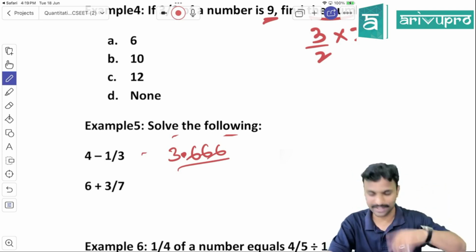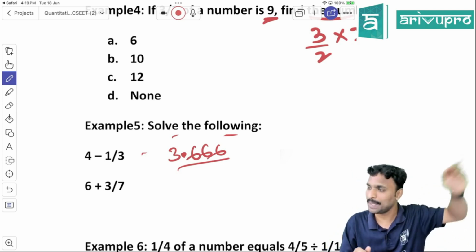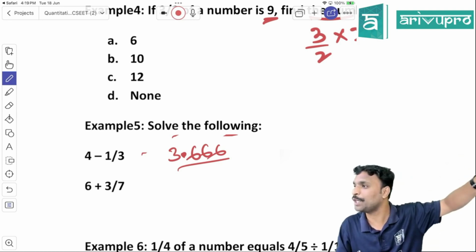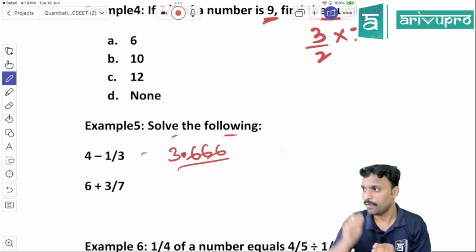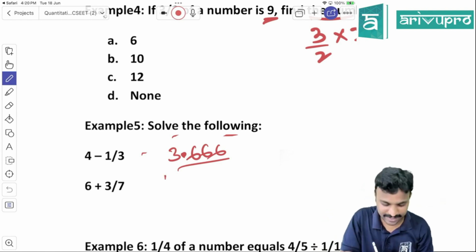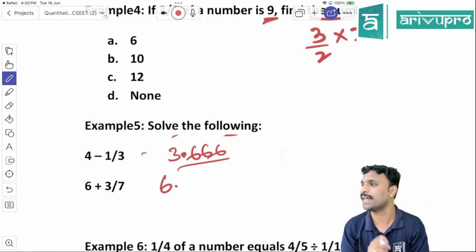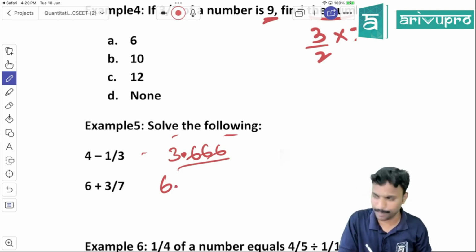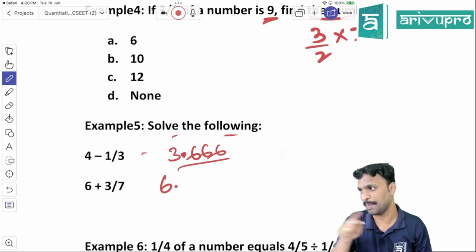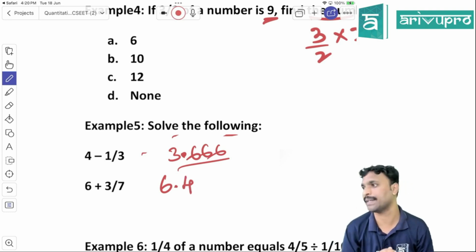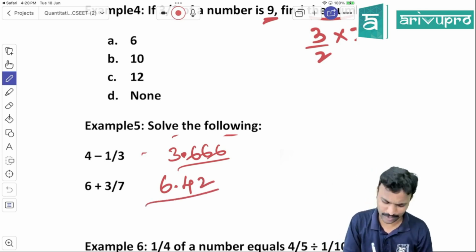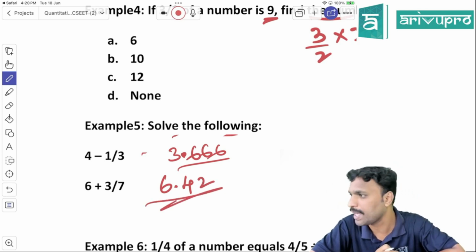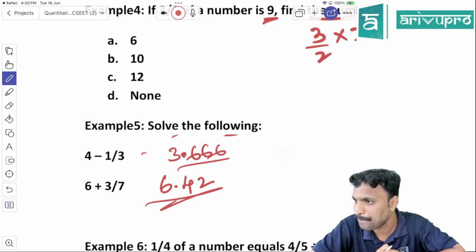Apply the same thing for this and tell me. First of all, cross multiply. 7 6s are 42 plus 3, 45 by 7. Now 45 by 7. 7 6s are 42. How much is the remainder? 3. If I keep a decimal point, 3 becomes 30. 7 4s are 28. How much is the remainder? 2. 2 becomes 20. 7 2s are 14. So 2 digits is more than sufficient for the answer. Done. Clear?